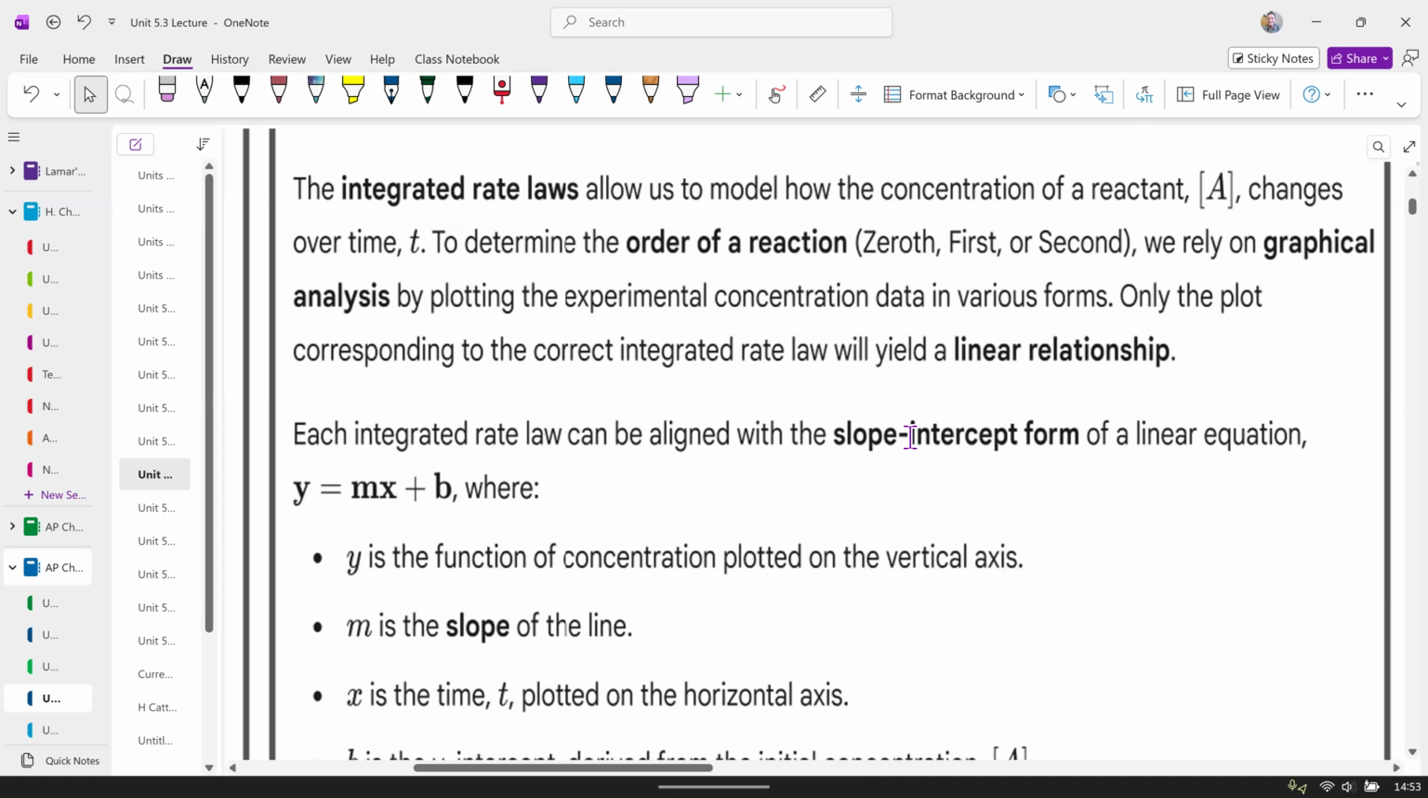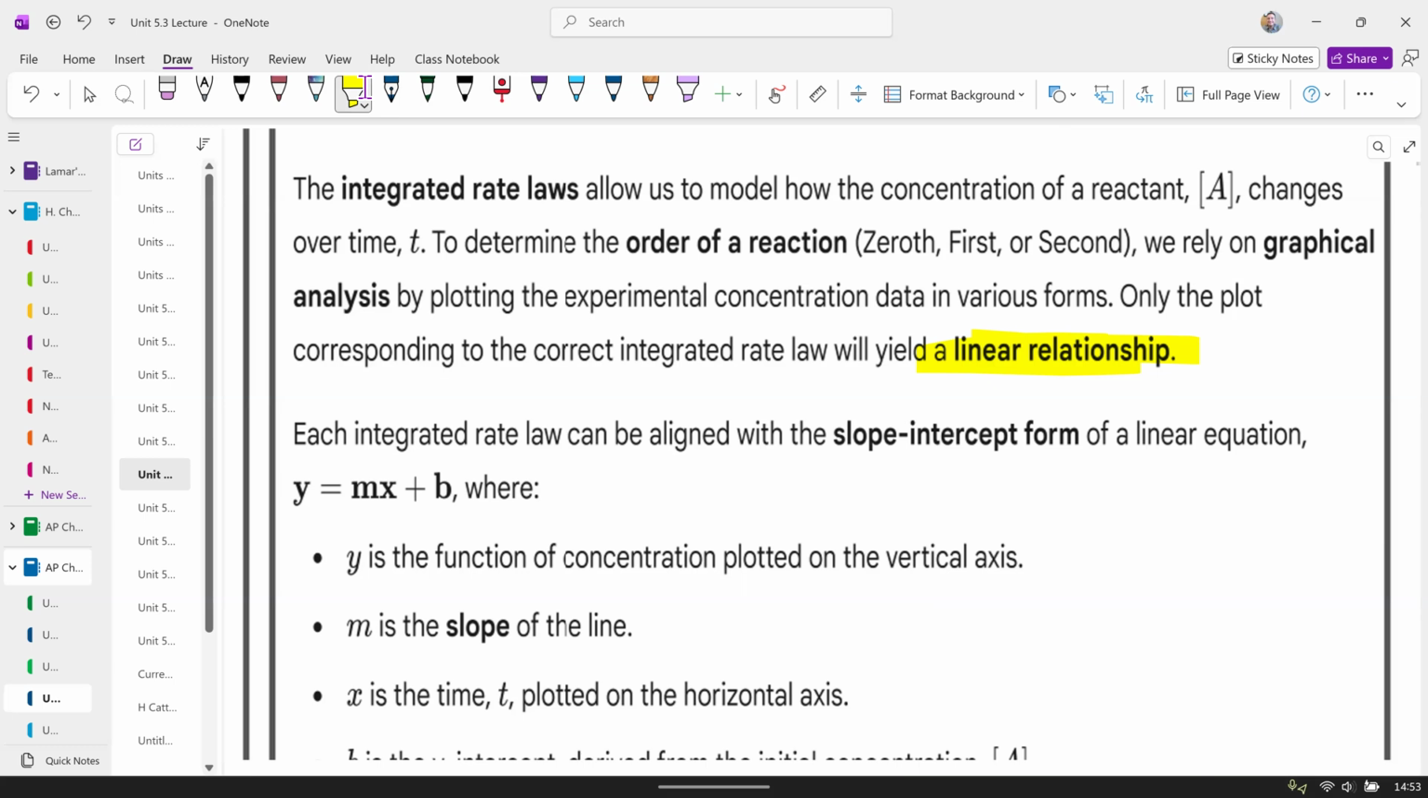So we're looking for those graphs. If it's 0 order, we're looking for it to be concentration on the y-axis. If it's first order, we're looking for it to be the natural log of the concentration. If it's second order, we're looking for it to be the reciprocal of the concentration. And then we're going to have all 3 of those graphs available to us. Which one are we looking for? We're looking for the one that gives us a linear relationship. And the graph that gives us a linear relationship tells us the order.